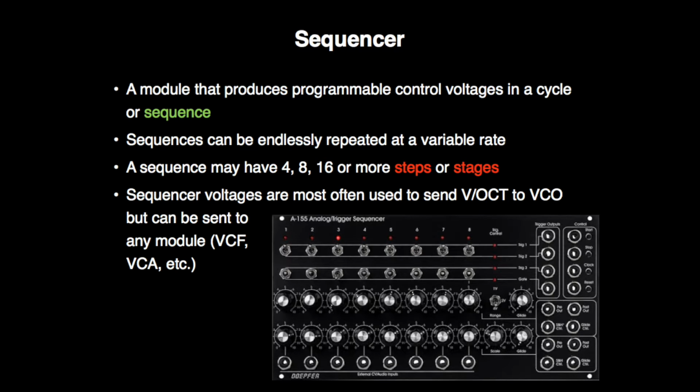Sequencers have a clock built into them that will set the tempo for the sequence, and these sequences will just loop over and over again. They can loop very quickly or they can play very slowly, and that's up to the user to set the tempo, to set the rate of the sequence.